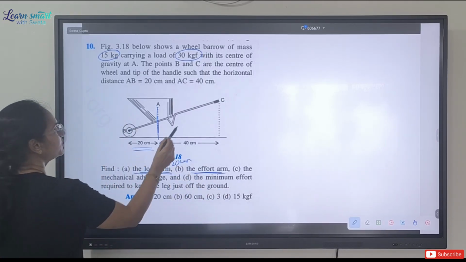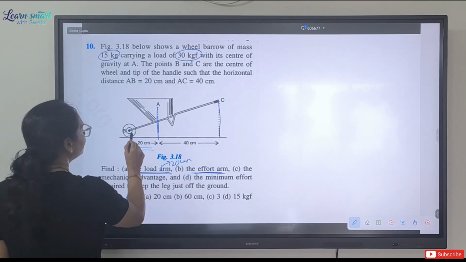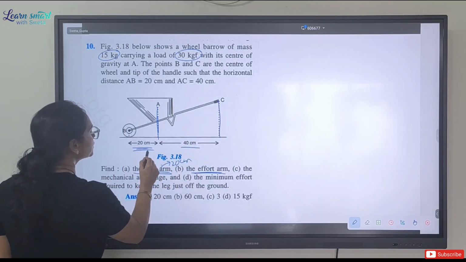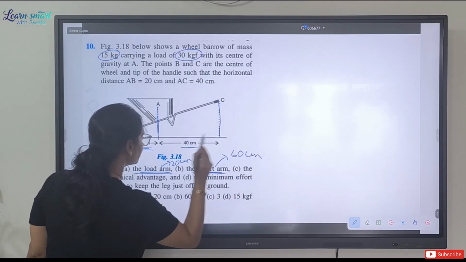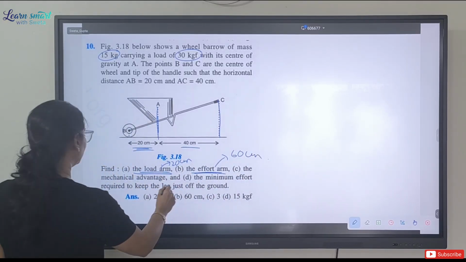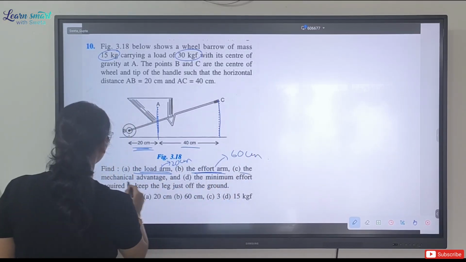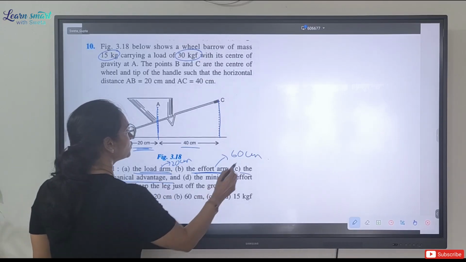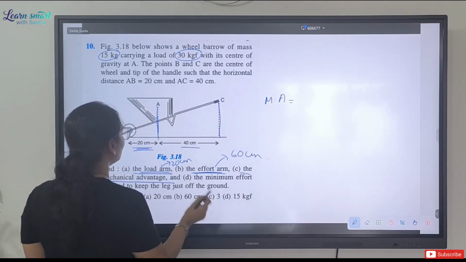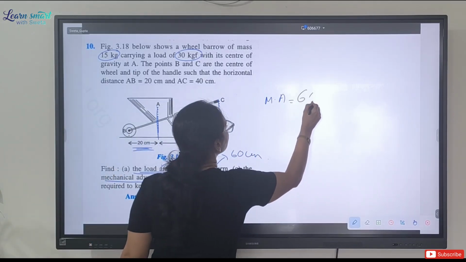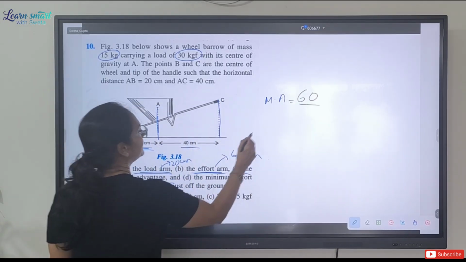Now effort arm. Effort arm is the distance between the effort and the fulcrum. So this is 40 plus 20, which is 60. So effort arm will be how much? 60 centimeter. And now they are telling number C, the mechanical advantage. So mechanical advantage is equal to effort arm upon load arm, which is 60 and load arm is 20.